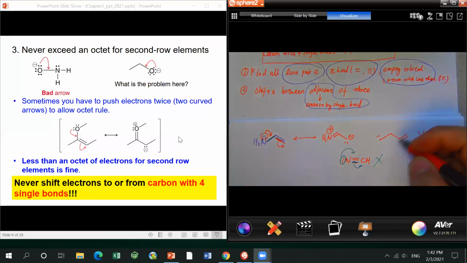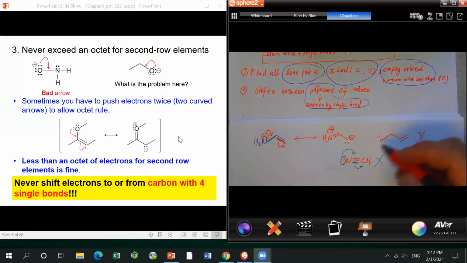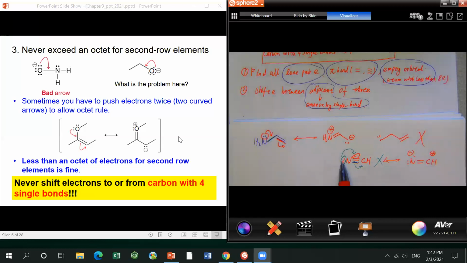This one doesn't work, so no resonance structure. But the second one does have a resonance structure, because the pi bond is connected through 2 atoms with different electronegativity. So you can do this shift, no problem. That's fine. But here you cannot shift this lone pair electrons under this pi bond.